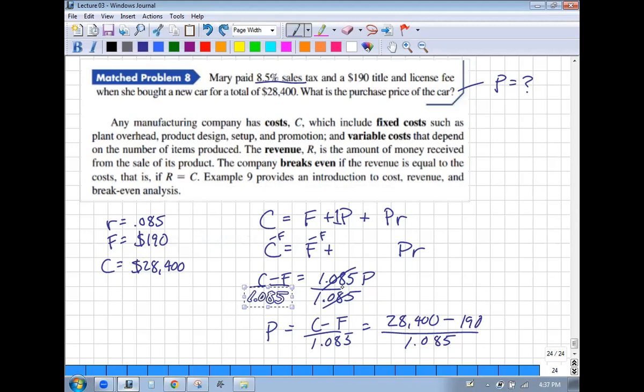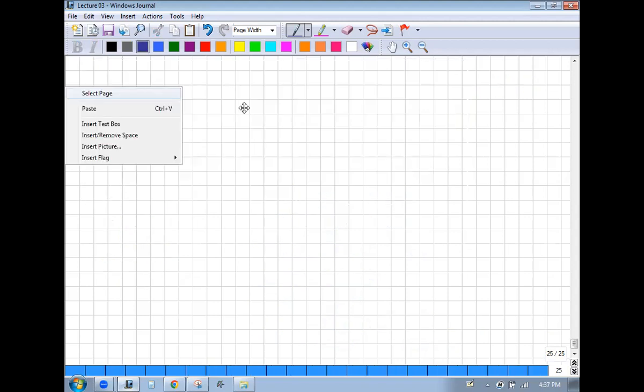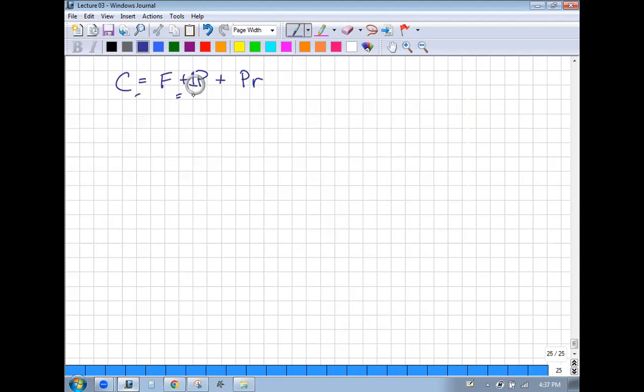If we do it this way, I lost my P. All right, let's do it this way, where you just have the letters. Because writing that 1.085 over and over again sucks, right? If you could just write the letter R and then at the very end, plug the numbers in. That's what we want to do.